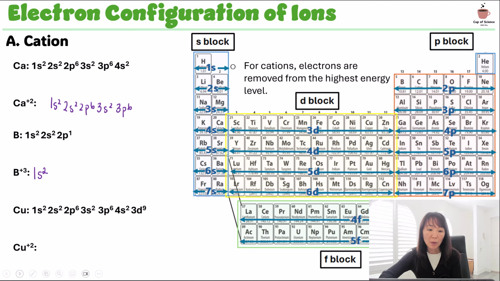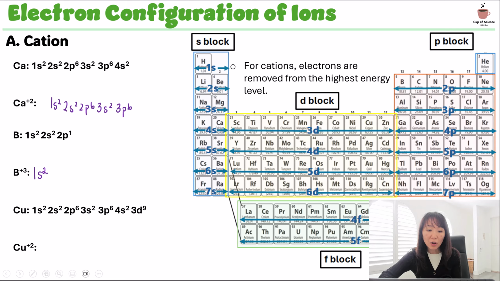Copper. Copper has an electron configuration of this. And so what is the electron configuration for copper 2+? Now look very carefully at which one has the highest energy level. It might be tempting to select the 3d9. However, the 3d is not at its highest. The 4s2, that one has the highest energy level. So you're going to take it out from here.